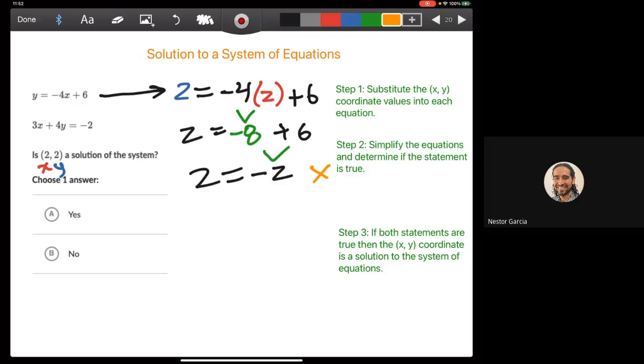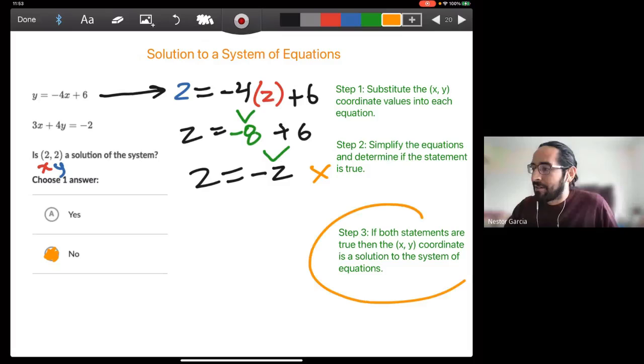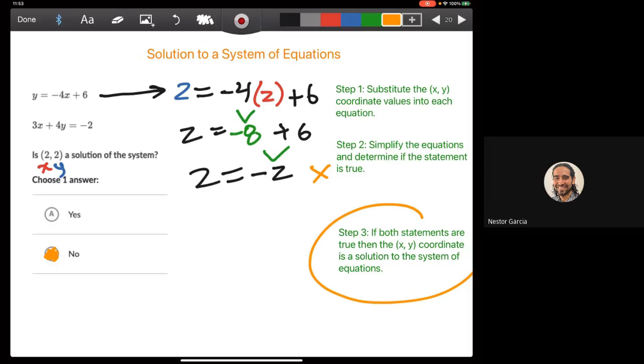No, it is not. So because the first equation is not a true statement with this ordered pair (2, 2), we can automatically select the option of no. There's no need to even test the second equation, even if it happens to be true. Because the first one was not true, we can already conclude that this is not a solution. Remember, step 3 says we must have both statements true in order for the ordered pair to be a solution. So that is how you check whether or not an ordered pair is a solution to a system of equations.